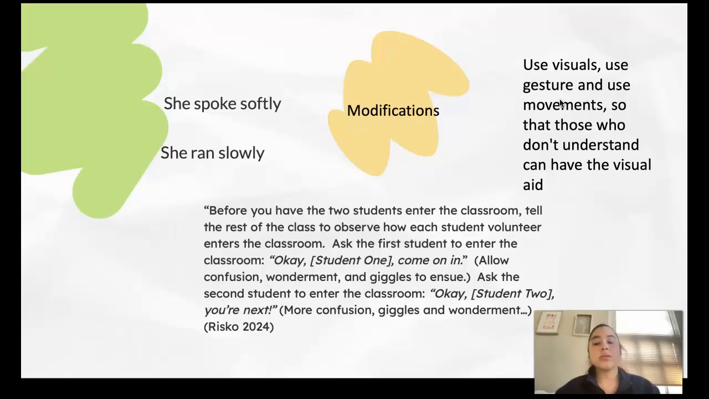Some modifications you can use in the classroom are visual aids, gestures, and movement, so that those who don't understand or need more help can have a visual aid of what they're hearing. An example of this is a teacher in one of the classrooms who made two students enter the classroom without telling the class what they were doing. He just told the class to observe. One student came in, and the classroom observed, and then the other one came in, and the students observed.